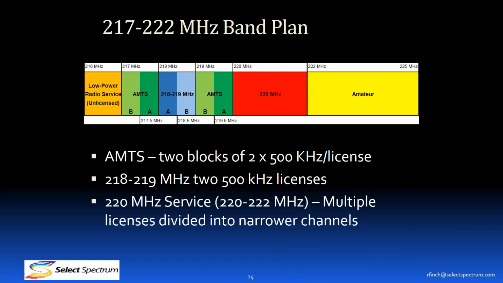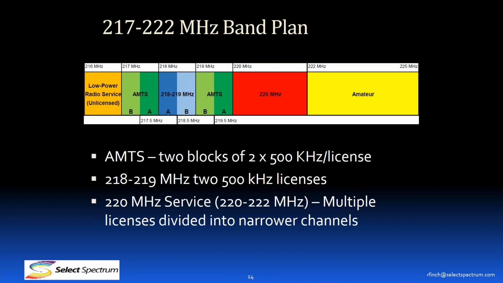This is a picture of the same band plan. I'll talk about 3 different types of services. So the AMTS service, John has just done a great job of describing. Our client holds different licenses in different places, both A and B block, and covering really almost the entire country on these frequencies. And I'll show you a map of that in a moment.